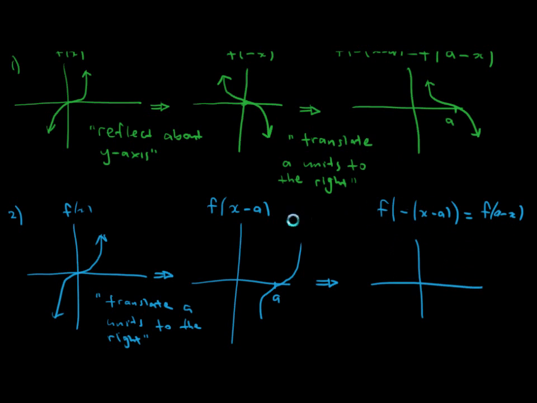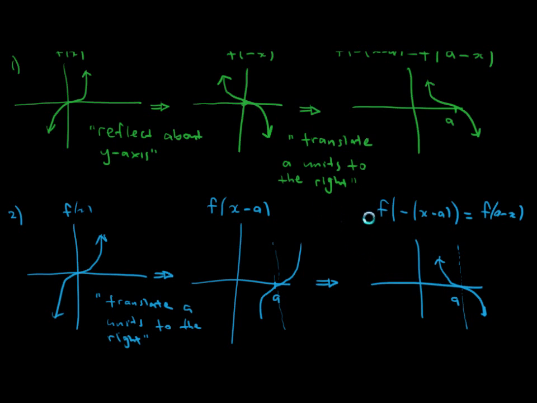So the question is, what does this transformation do, going from here to here? Well, we're not replacing x by minus x, we're replacing x minus a by minus x minus a. So if we replace x by minus x, it's just a reflection about the y-axis, but if we replace x minus a by minus x minus a, that's actually going to be a reflection about the line x equals a. So we're actually going to look at this graph at x equals a and reflect about this graph. So we're going to end up with the same thing here, and that's at a. So we get the same graph.